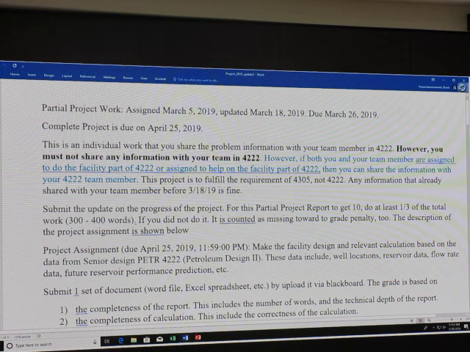Submit the update on the progress of the project for the partial report to get 10. Do at least 1/3 of the total work. 1/3 is 300 to 400 words. Total is 900 to 1,200 words. If you do not do it, it is counted as missing 2 with a grade penalty. The description of the project assignment is shown below.